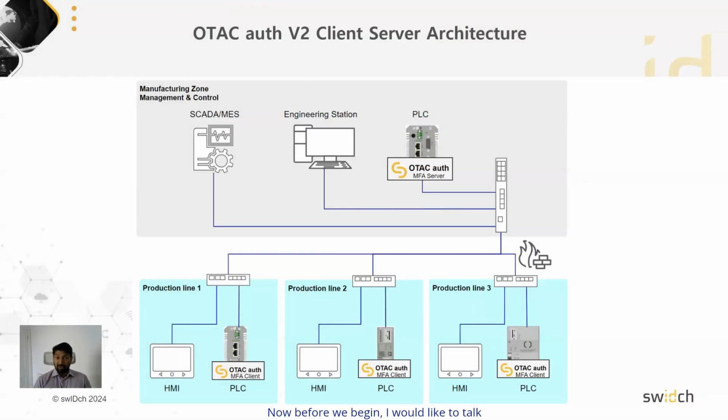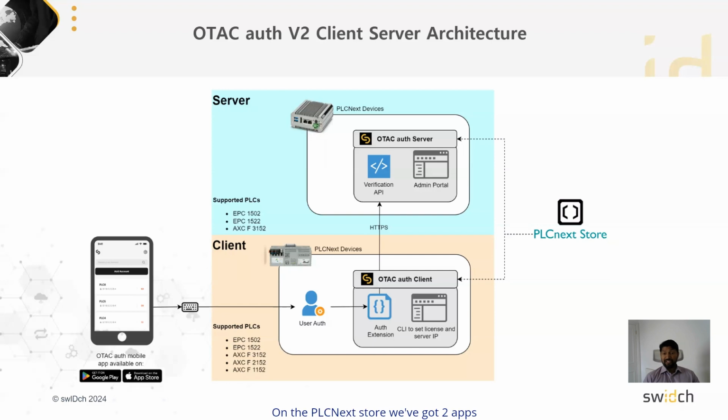Now, before we begin, I would like to talk through some of the changes that we've introduced in version 2. With version 2, we have a client-server architecture that splits the server and the client into two different apps. The idea is the server can run on a more powerful PLC, such as an EPC device, and the client can then run on much smaller PLCs like AXCs, for example. And this allows us to connect multiple clients into a single MFA server, having a single unified solution. On the PLCNext store, we've got two apps available, OTAC auth MFA server and OTAC auth MFA client.